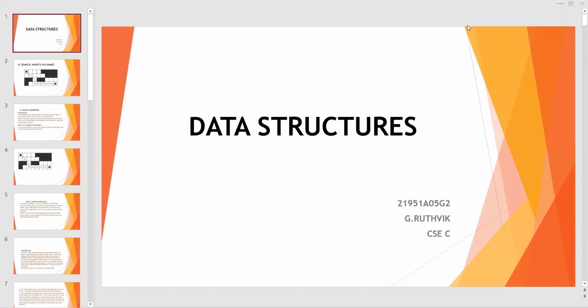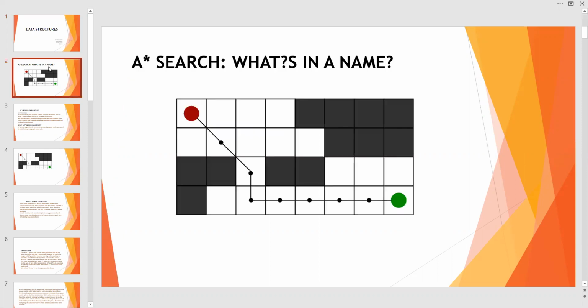21951A05G2. Today we are going to see data structures. My topic is A* search algorithm.